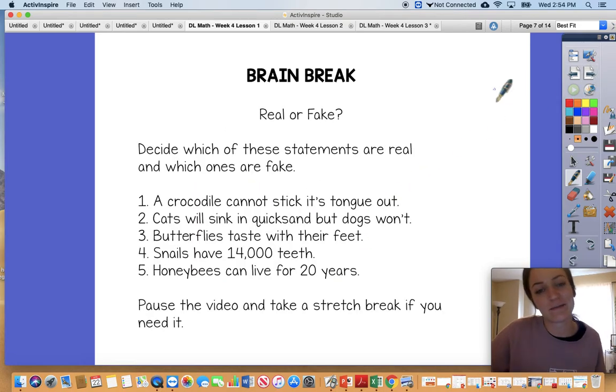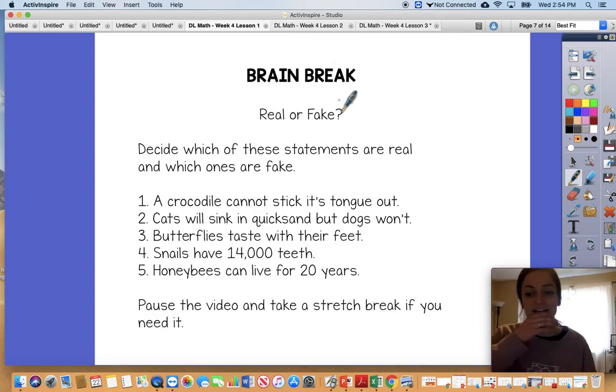Oh, yay, perfect timing. Okay, so brain break. I'm going to read off 5 different facts. Some of them are real and some of them are fake. So maybe if you have your piece of paper next to you that you should have for math, maybe in the corner just write 1, 2, 3, 4, and 5, and then I want you to write an R for real if you think it's real, or an F for fake if you think it's fake.